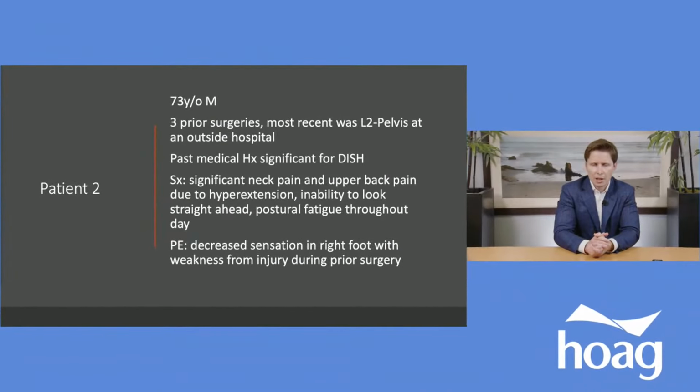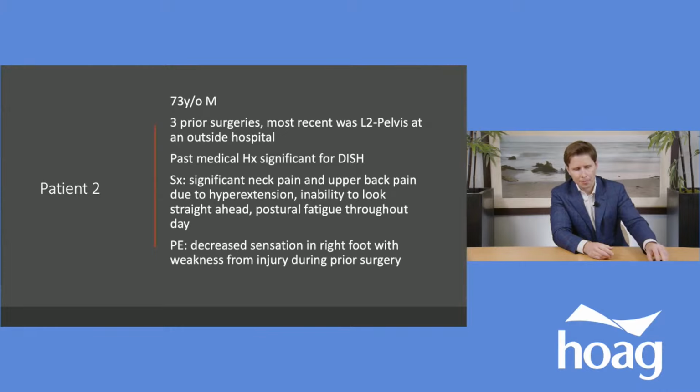The next patient had an iatrogenic-induced deformity, which is commonly seen as well. This patient was a 73-year-old male with 3 prior surgeries, with the most recent surgery of L2 to the pelvis at an outside hospital. He had a past medical history of DISH, which is diffuse idiopathic skeletal hyperostosis, where a sheet of bone begins to develop in the anterior portion of the spine. He was complaining of significant neck pain and upper back pain. He was hyperextending his neck in order to maintain his gaze straight ahead and to maintain a level of balance. He had decreased sensation in the right foot and weakness from a prior injury.